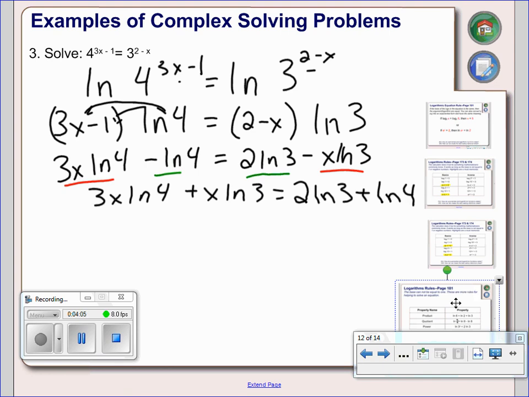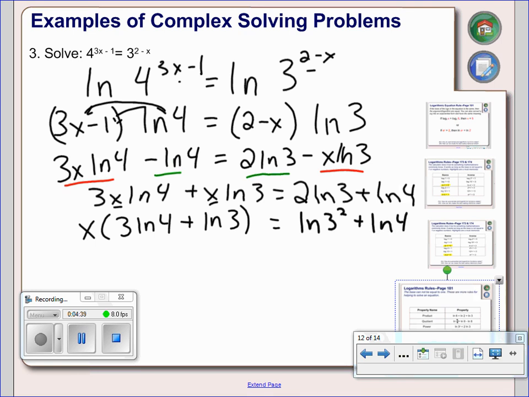So I have my letters on one side, I have my numbers on the other. And both of these have an x inside of them, so I can factor it out. So I'll have x times 3 natural log of 4 plus natural log of 3, and I close my parentheses. And then over here, to make it simple, and just simplifying it, putting it back into a power look, I'll have natural log of 3 squared plus natural log of 4.